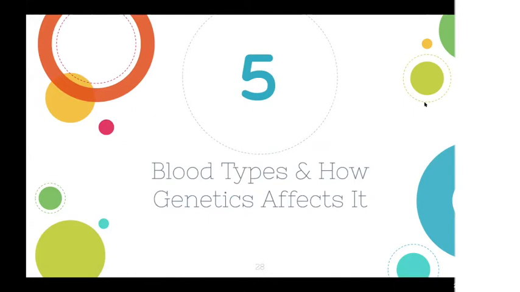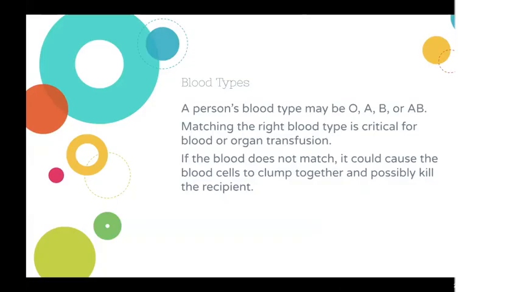Okay, so finally we move on to blood types and how genetics affect blood types. Let's learn the basic things about blood. A person's blood type may be type O, type A, type B, or type AB. Matching the right blood type is critical for blood or organ transfusion, because if the blood does not match, it could cause the blood cells to clump together, and this could possibly kill the recipient.